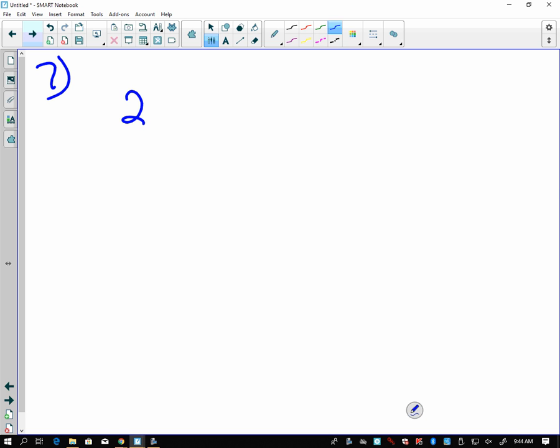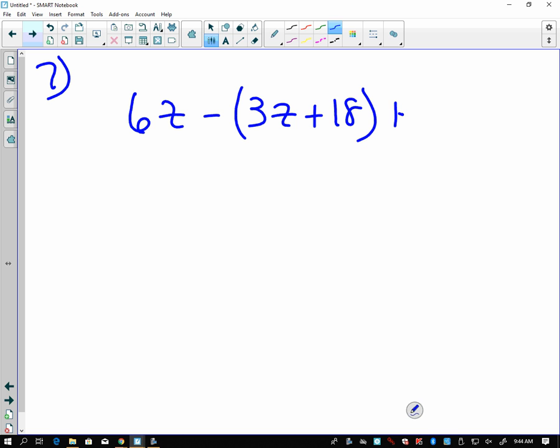Let's say 2, and we'll change this to 6. 6z minus, let's say, 3z plus 18, plus 9 equals 96. Okay, solve for z. This one requires a little bit more thought. It's kind of tricky. Caden?